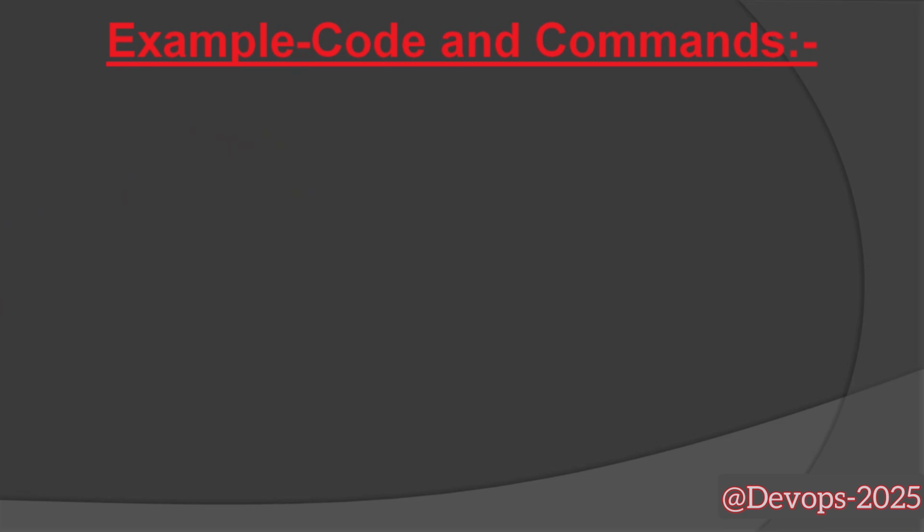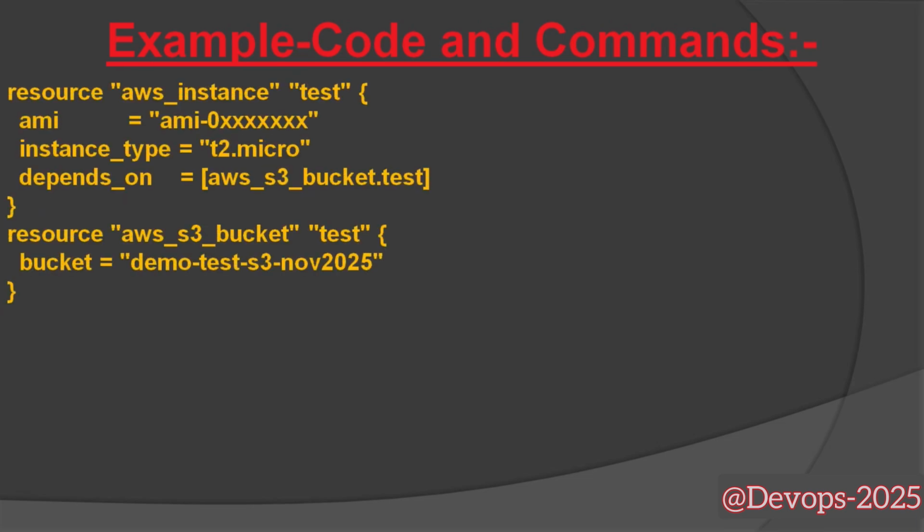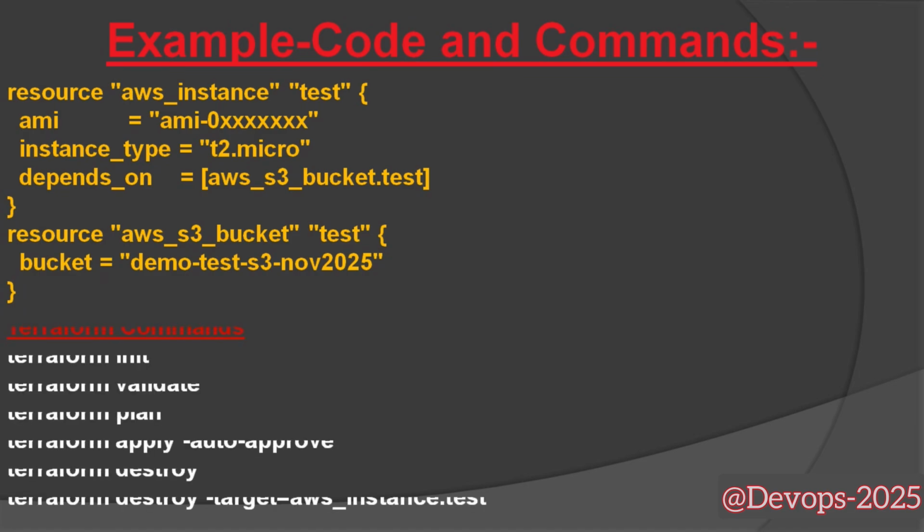Okay, so let's see the code. Here there are two resource blocks. One is called aws_instance, which is the EC2 server, and another one is the S3 bucket. And first, there should be the provider block. Anyway, that is common, so I did not define it. While practicing, you can write the provider block on top of the aws_instance resource block, then you can execute the following commands.